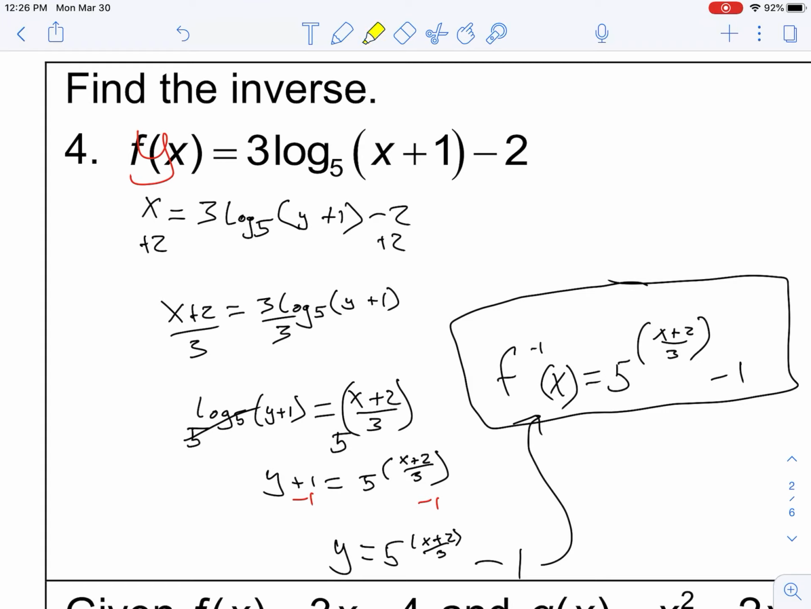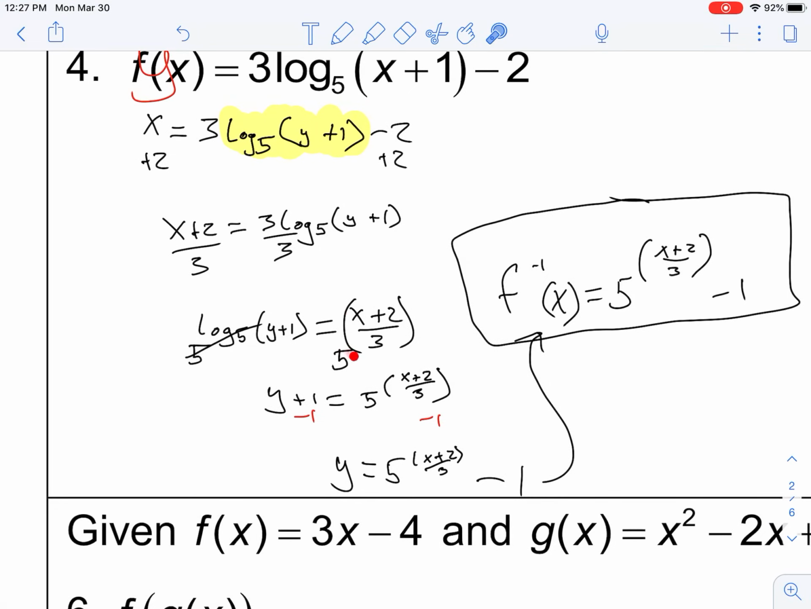So essentially what I need to do is I need to get this log 5 times y plus 1 by itself. So I add 2 to both sides first, gives me x plus 2, and then I divide 3 from both sides. And that gives me x plus 2 divided by 3. Now in order to get rid of this log 5, we're going to exponentiate. So I give a 5 on this side, and that cancels that out to just give me y plus 1. On this side, when I exponentiate, I'm getting 5 raised to the x plus 2 over 3 power.